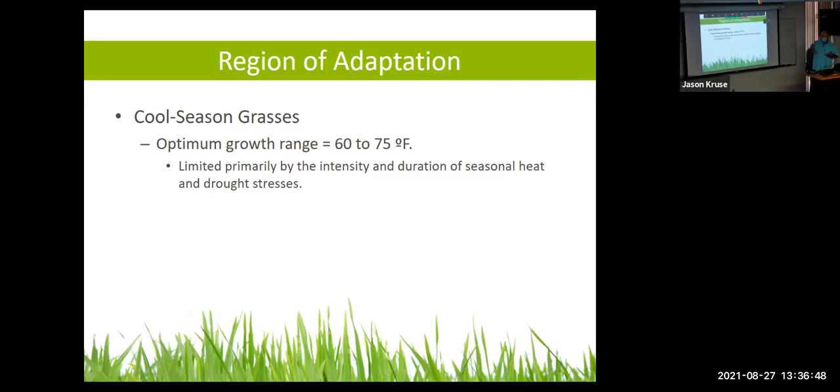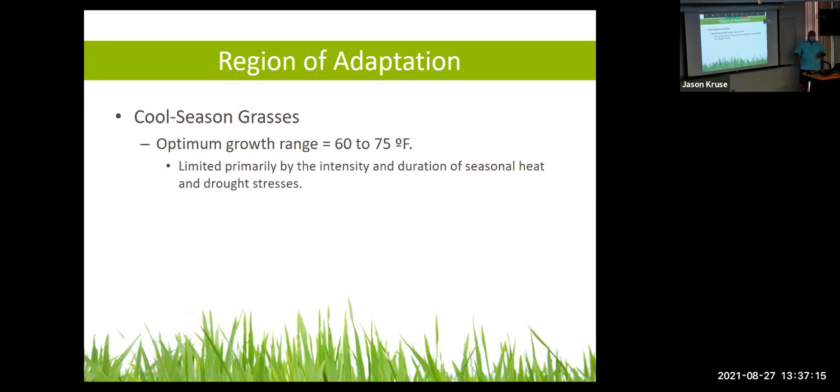Only when it gets too hot or too dry will they turn brown and go dormant. Cold doesn't make the cool season grasses go dormant and turn brown. Their physiological processes will slow down. They will slow down growing, but they stay green. As soon as the air temperature gets above 32 degrees, above freezing, photosynthesis will start back up in those plants. So they don't go dormant in the winter.